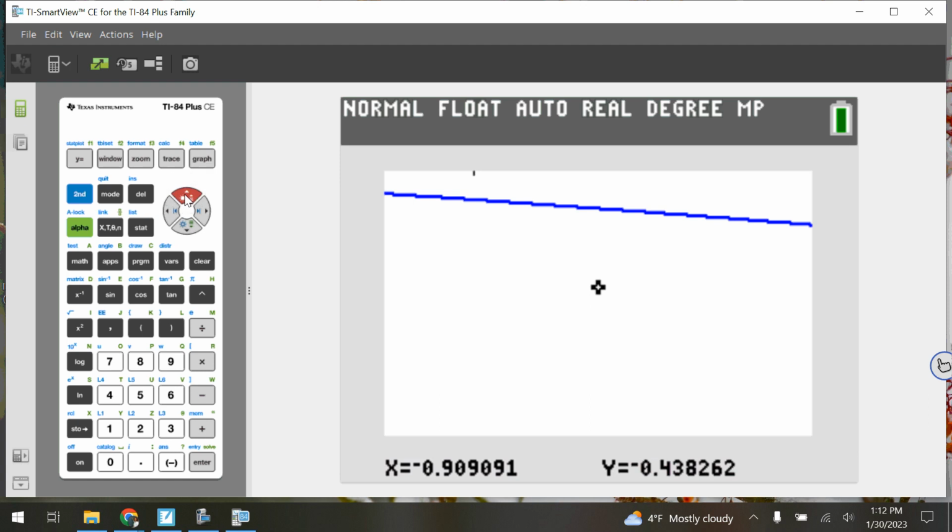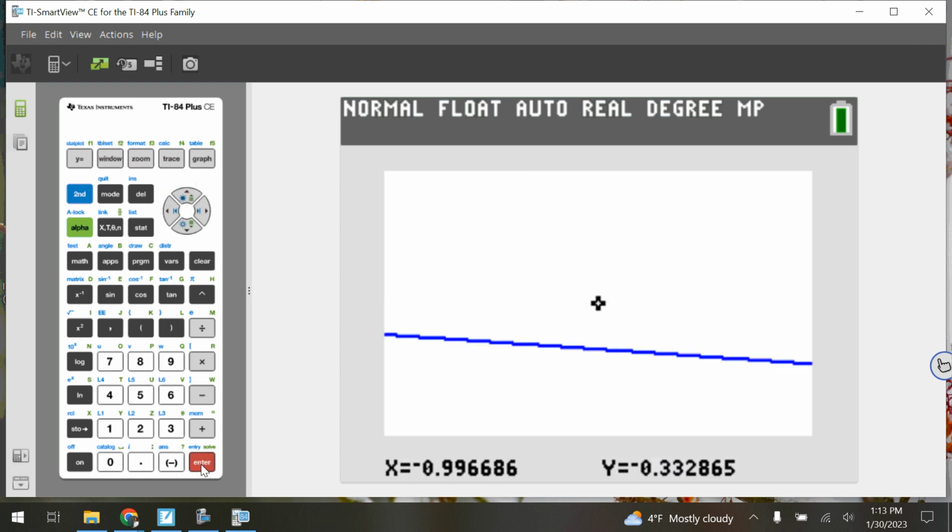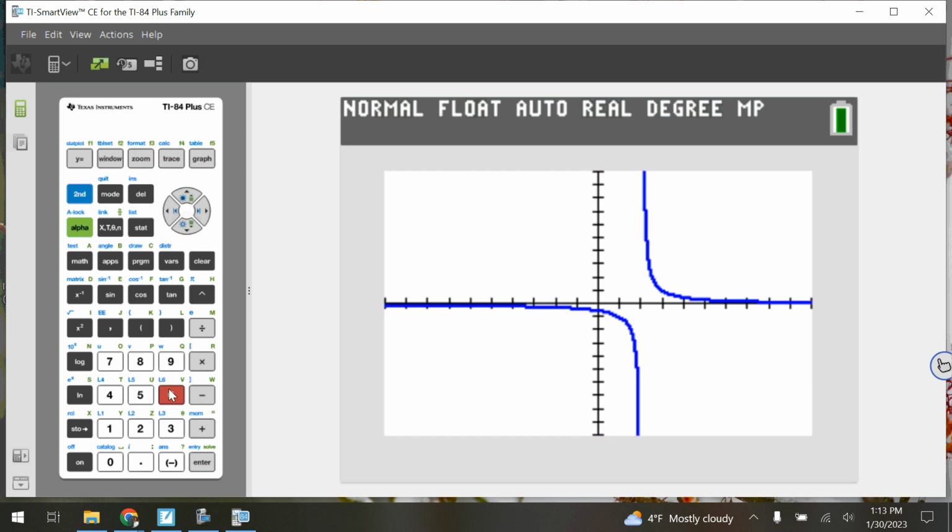Oh my gosh. Come on, baby. Enter. Enter. Oh my gosh, come on! This will be so anticlimactic. You're not going to believe me. All right, I'm going to have to zoom 6. I'm going to show you in a different way because this calculator might be punking me right now.